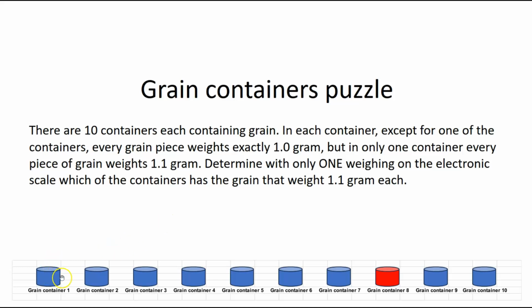So initially we try to understand what has been given to us in the problem. As we can see on the figure down below, we have 10 grain containers, and let's number them grain container 1, 2, up to 10. And in every one of these grain containers, every piece of grain weighs 1 gram each, while only in one of these containers, every piece of grain weighs 1.1 gram each. We are asked to determine with only one weighing on the electronic scale which of the containers has the grain that weighs 1.1 gram.